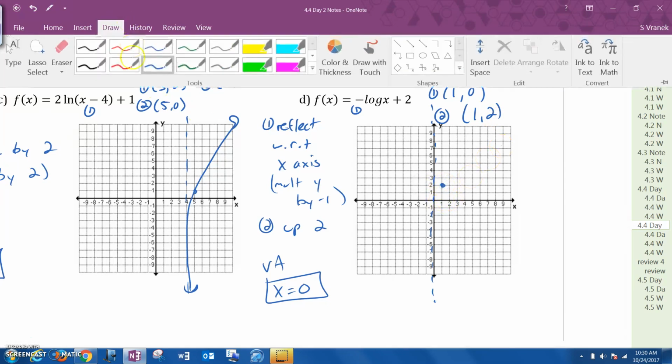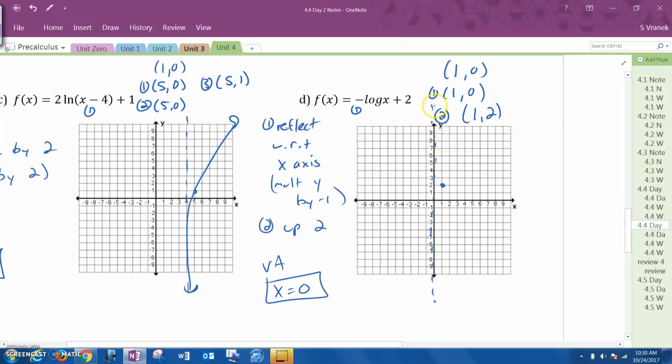And because it was reflected, the whole graph was reflected, you have to draw the graph starting from up here and curving down this way. So that one was reflected over the x-axis. Okay, so that's all I'm looking for on these.